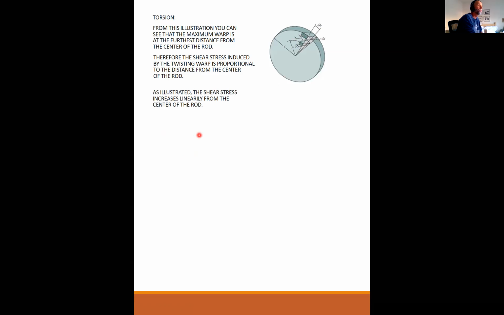As illustrated, the shear stress increases linearly from the center of the rod, and that's this illustration here. So at the center of the rod, there is no shear stress induced. At the perimeter of the rod or the surface of the rod, you have your maximum shearing stress. And that shear stress is both in the perpendicular direction, but it's also in the in and out of the page longitudinal direction. Because, let me go back here a little bit.